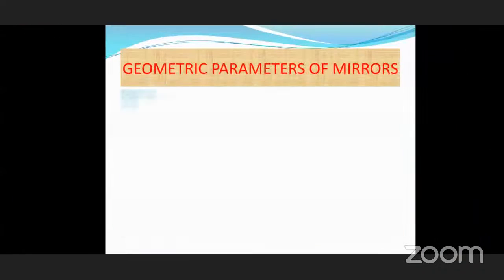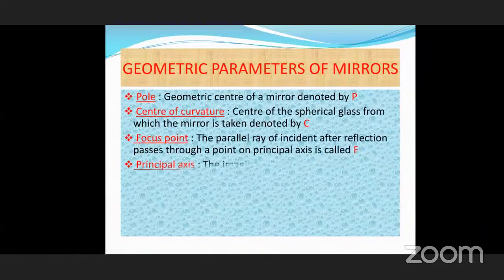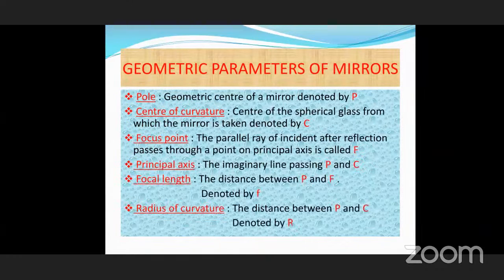We have to understand some parameters of the mirrors. The first parameter is its pole. What is the pole? This is generally the geometric center of the mirror, the midpoint of the mirror. We denote it by P. The geometric center of a mirror is the pole of the mirror.